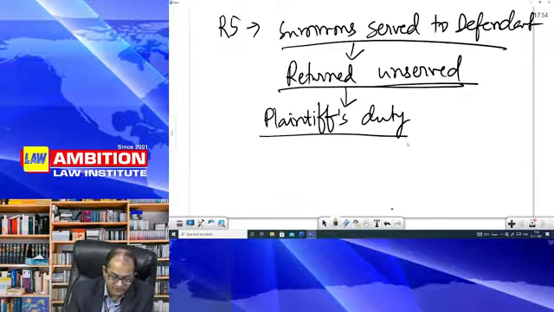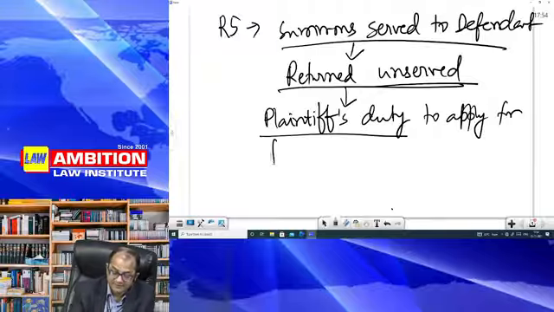It is plaintiff's duty to apply for fresh service within 7 days. Read the Bar Act. It also deals with plaintiff's duty.